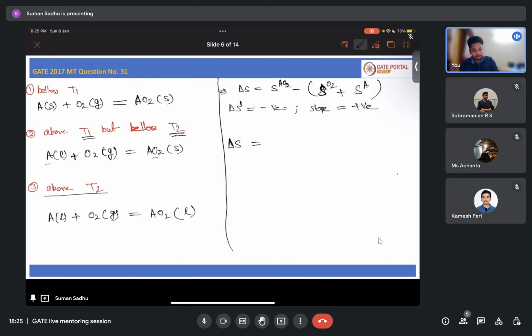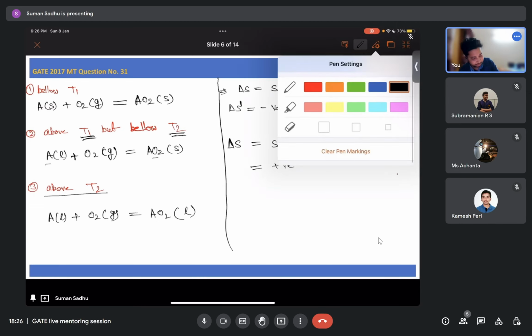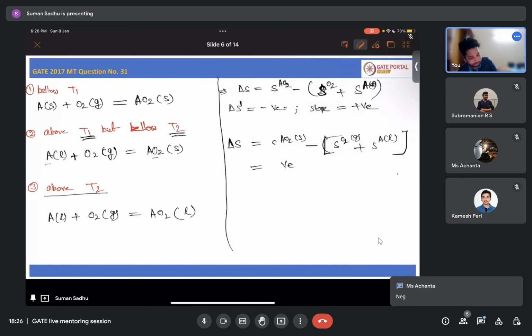Now what is happening? S is for your gaseous, and now when you are above T1, this A is melting and forming in the liquid form. So S of O2 is in the gaseous form, but S of A is in the liquid form. So what will be the sign of the slope, delta S? Still it will be negative, because this side it is solid, right? This side is solid and this side it is gas plus liquid. So still delta S will be negative.